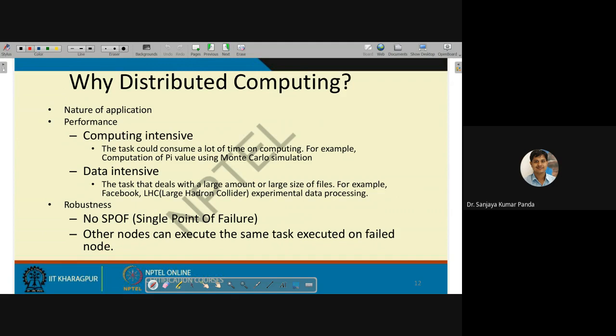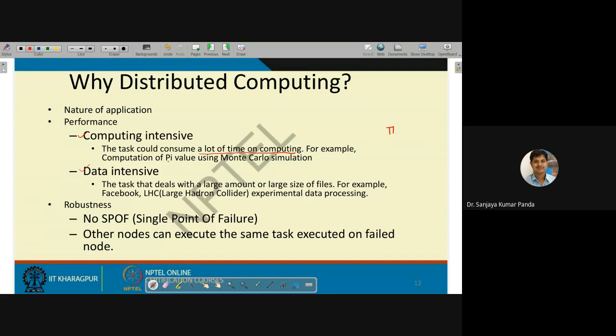Again, when we look into performance, it is of two types. One is called computing intensive, another is called data intensive. Your objective may be how to make faster computation, or your objective may be to store some data in the distributed system. When we go for compute intensive, the task consumes a lot of time on computing. Like the value of pi, right? The value of pi is 22/7.